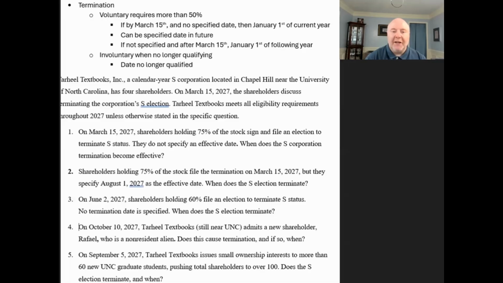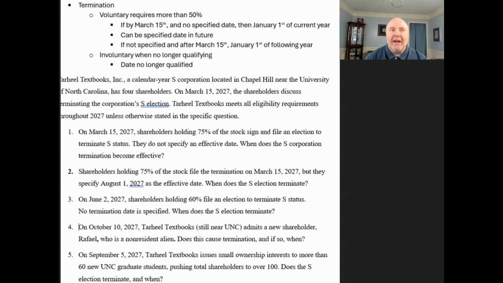When we're looking at voluntarily, it means we have more than 50% of the shareholders, a majority, who no longer want to be an S corporation. They want to be something other than an S corporation, so they're terminating their S election. And hey, that's fine. They can do that. But the requirements are different than when you form the S corporation. When we want to terminate, we only need more than 50% who do not want to be an S corporation any longer. We don't need the unanimous consent we needed in order to form this election. We only need a majority that says no.